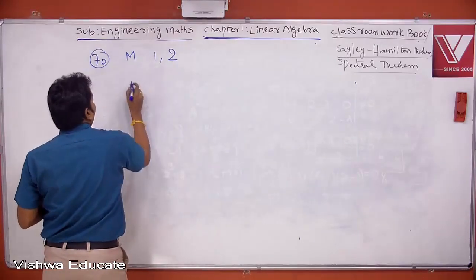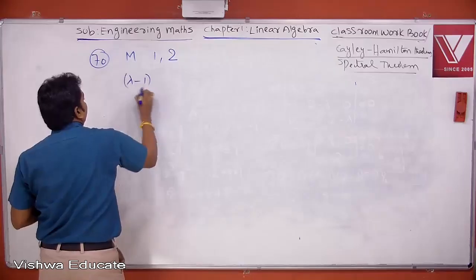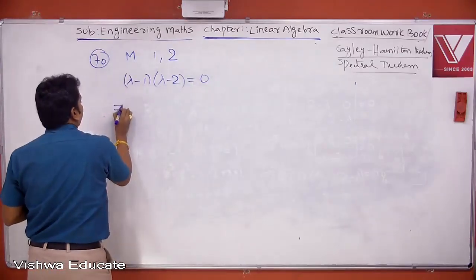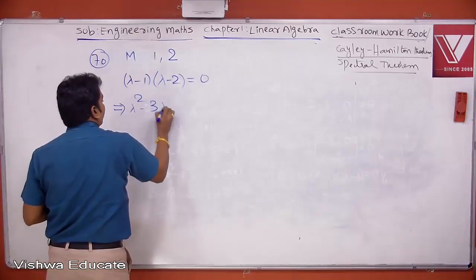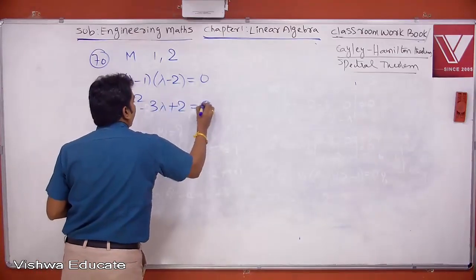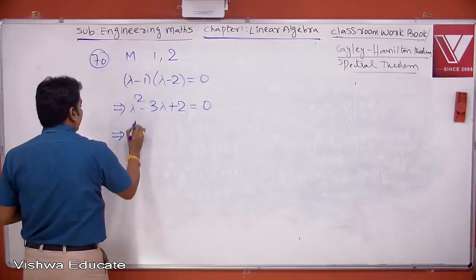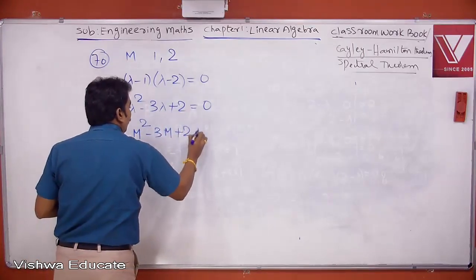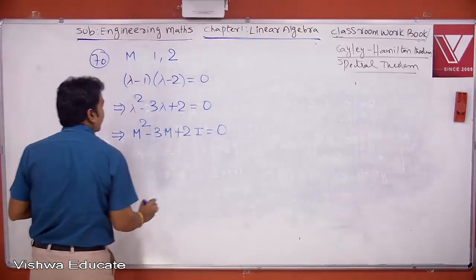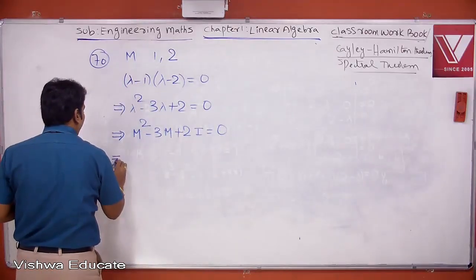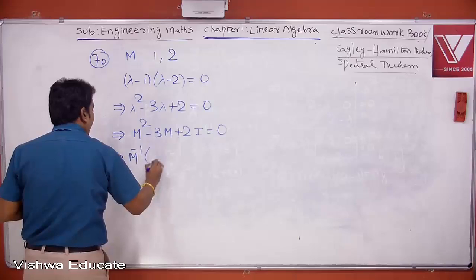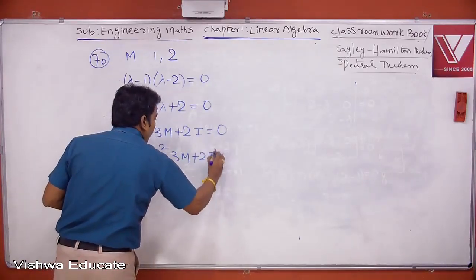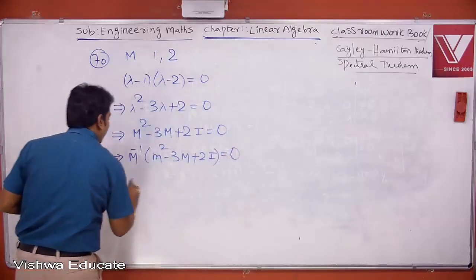Since these two are eigenvalues of M, my characteristic equation is lambda minus 1 into lambda minus 2 equal to 0. This implies lambda square minus 3 lambda plus 2 equal to 0. So by the Cayley-Hamilton theorem, M square minus 3M plus 2I equals the null matrix. Now multiply with M inverse on both sides: M inverse into M square minus 3M plus 2I equals M inverse into the null matrix, which is the null matrix.